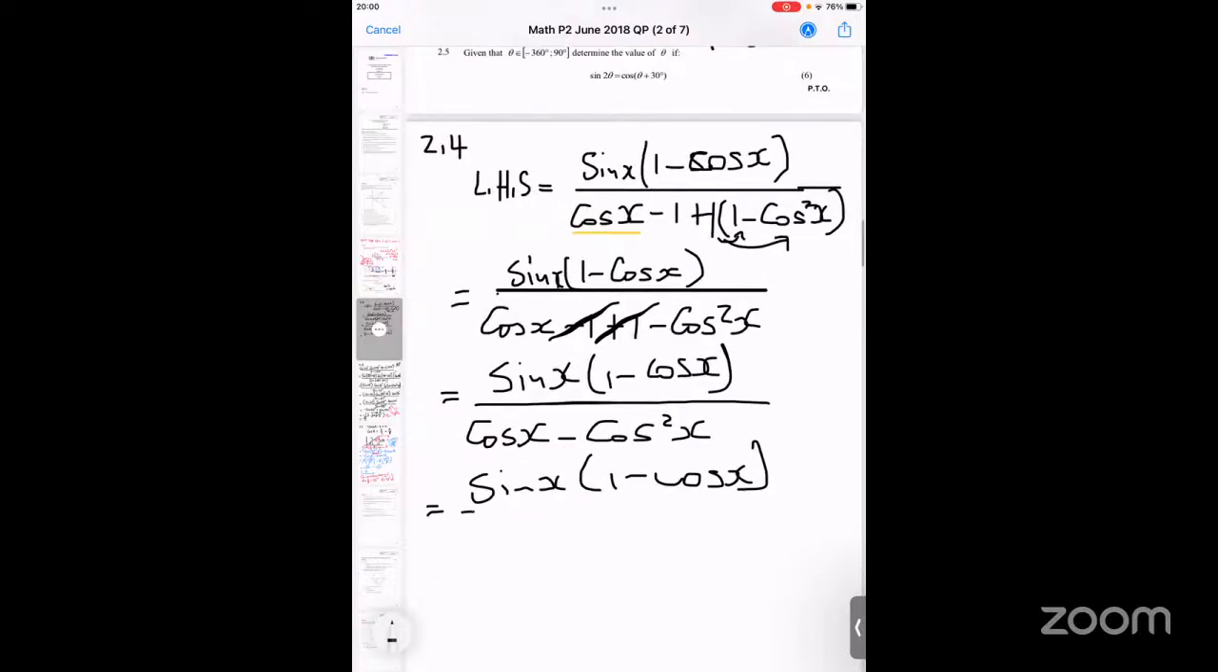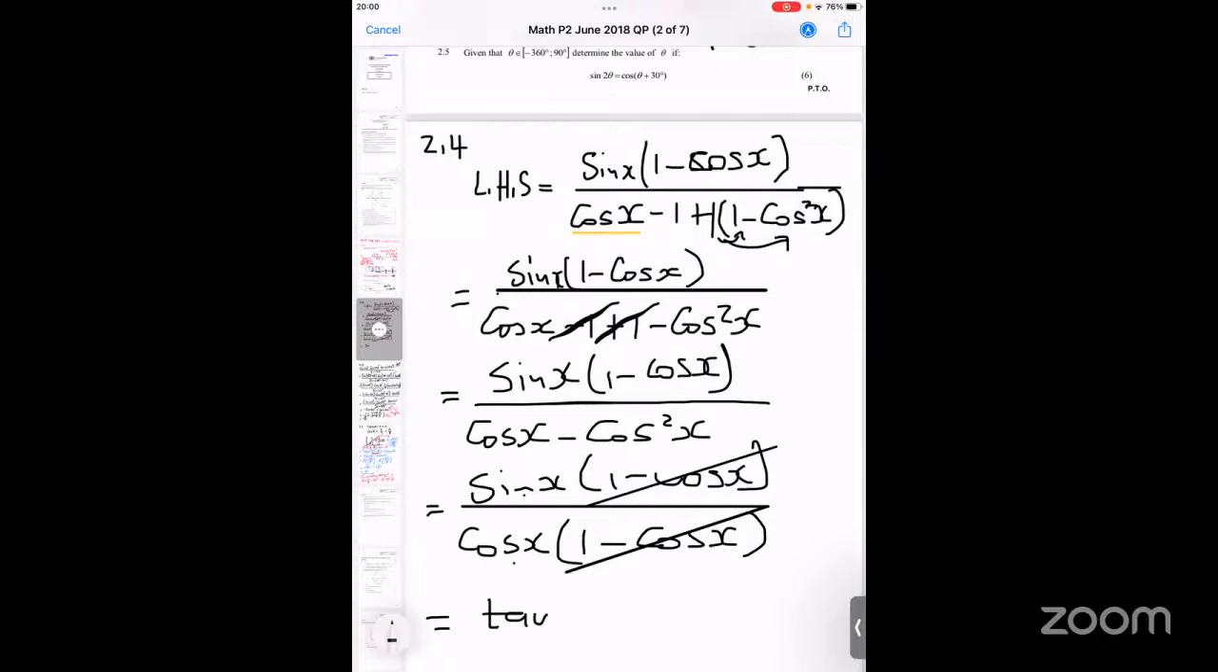And then I will take out something as common factor there. Can I not take out cos x as common factor? So that I have 1 minus cos x. It looks like that cancels with that. I remain with sine over cos. And sine over cos is the same as tan.